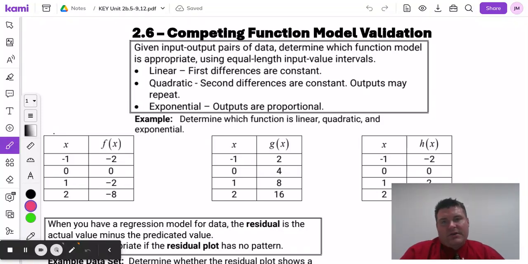Welcome to my video here in AP PreCalculus 2.6, competing function model validation. What we're going to be doing here is comparing some old stuff, a little bit of newer stuff, and putting it all together.